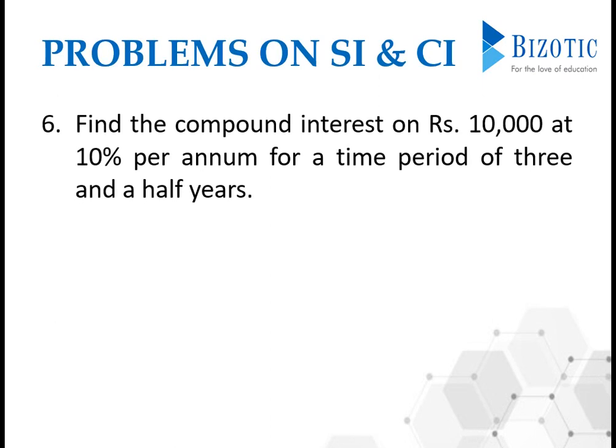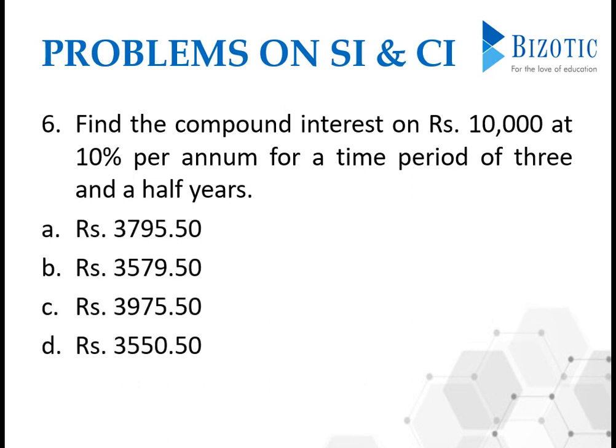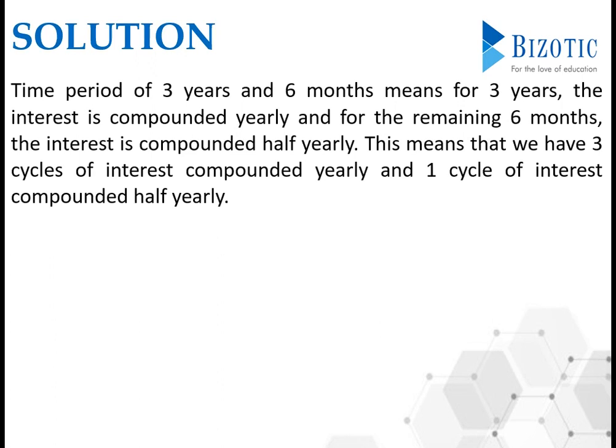Find the compound interest on rupees 10,000 at 10% per annum for a time period of 3.5 years. In order to calculate compound interest, you have different options being given. Here there is something very keen that you need to understand before getting into the solution part, and that is the time period of three and a half years.